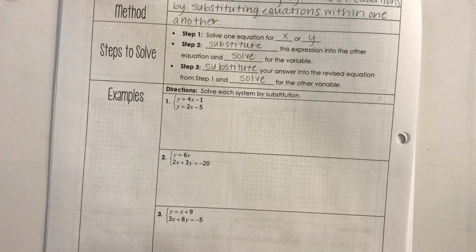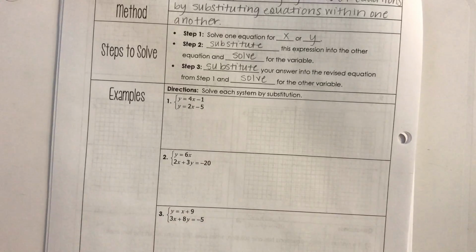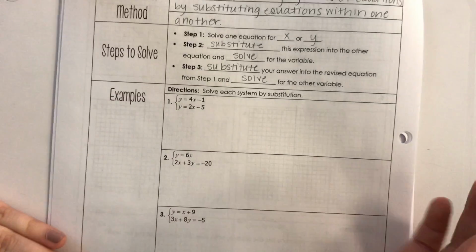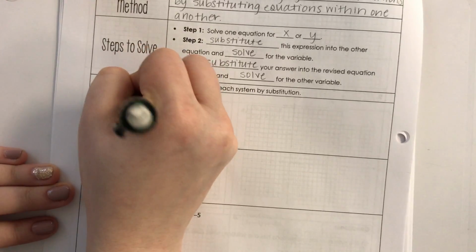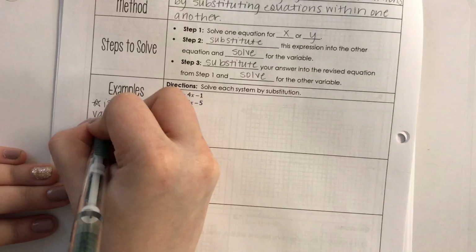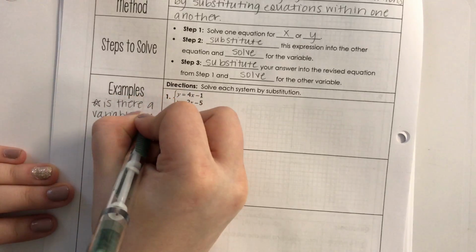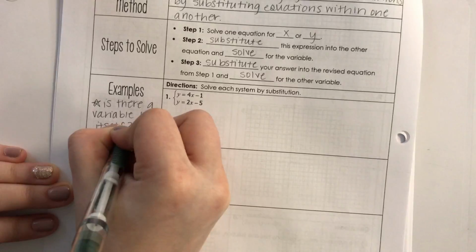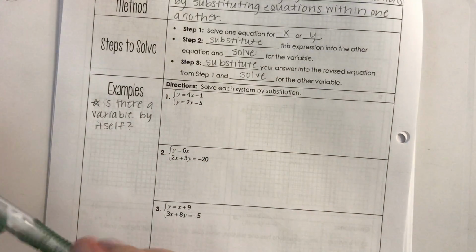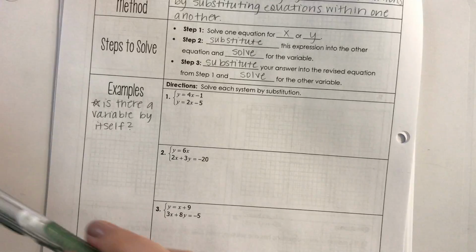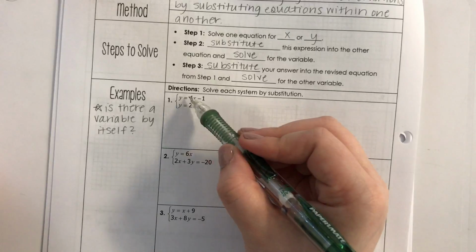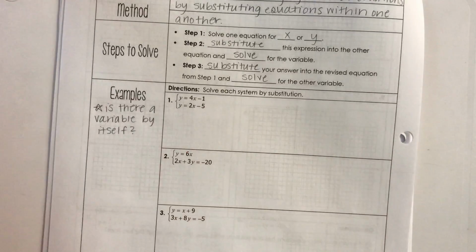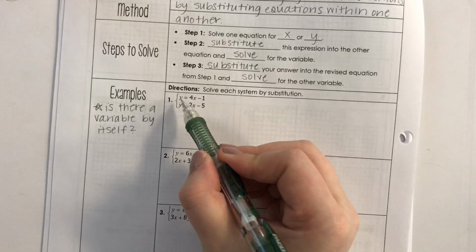So I'm going to do all the odds with you, okay? And then in class we'll do all the evens. Okay? So I want you to look at number 1. I want you to check, is there a variable by itself? Okay, that's what I want you to check first. Is there a variable by itself? If there is, awesome, let's use it. So number 1, 2 of them are by itself. We have 2 y's that are by itself. We don't have to use both of them. We can pick and choose whichever one we want. I'm going to pick the top one.